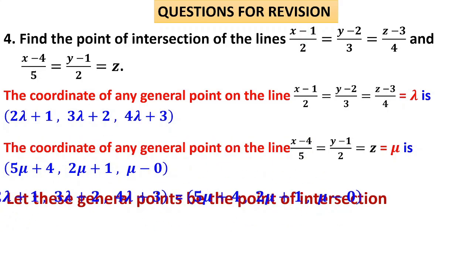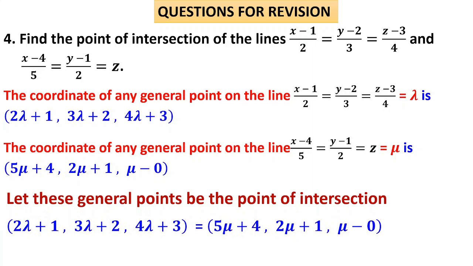What do you mean by point of intersection? Then these 2 points should be equal. All of you know what is the meaning of point of intersection. Therefore 2 lambda plus 1, 3 lambda plus 2, 4 lambda plus 3, that is the general point of the first line, is equal to the general point of the second line.